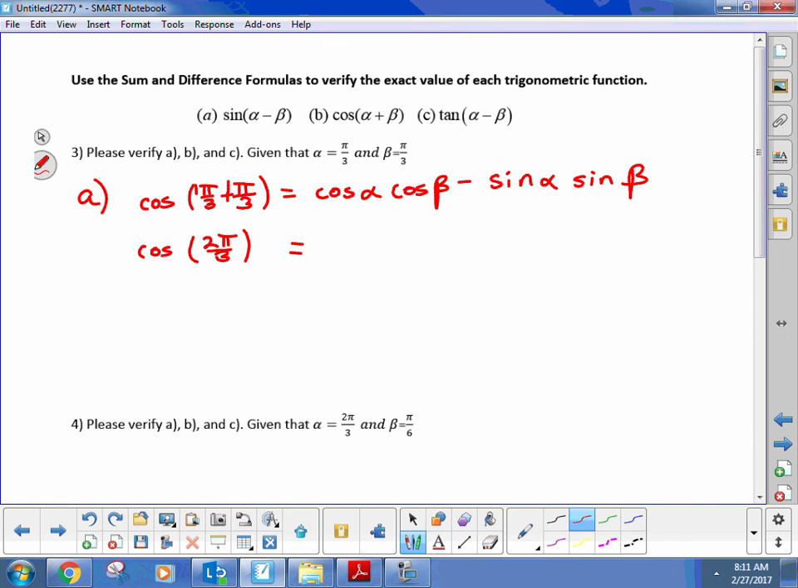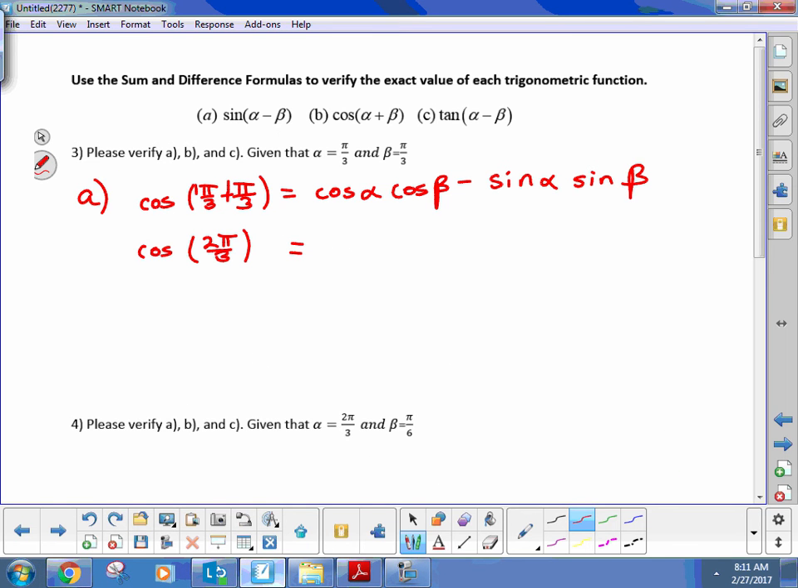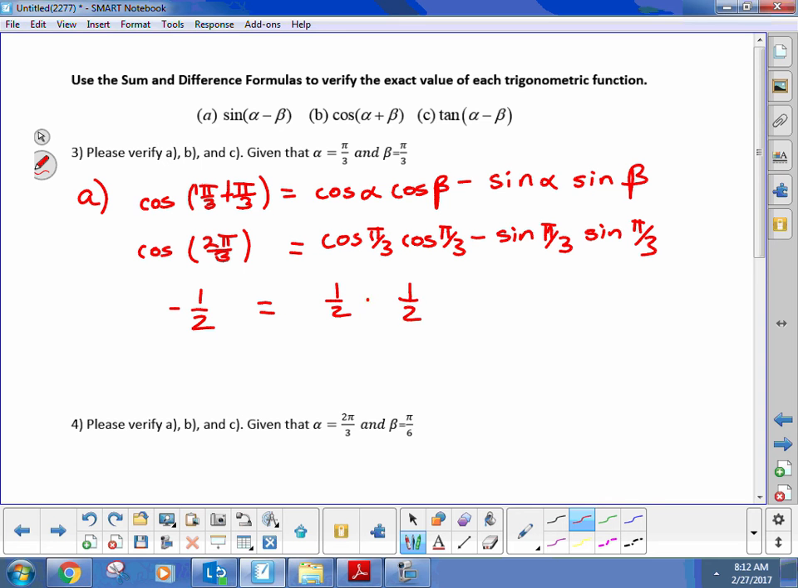And then from there let's look at the unit circle. 2 pi over 3 is right here, and we discovered that the cosine value is going to be negative 1/2. So when we're proving this, we should be getting negative 1/2 as a solution. But let's go ahead and discover that's true. Cosine of pi over 3, cosine of pi over 3, minus sine of pi over 3, sine of pi over 3. Now we had discovered what these values were from before, and we found out that cosine is just 1/2 and 1/2. So we're going to multiply these two, and then we're going to multiply that with the square root of 3 divided by 2, square root of 3 divided by 2.